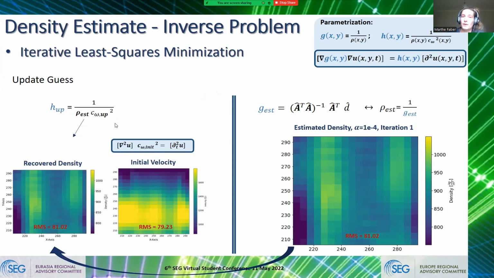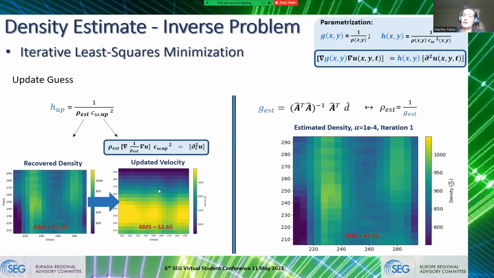And as input for this updated parameter, we choose the recovered density from our first inversion iteration. And then we update the velocity with the full acoustic wave equation. And it becomes already noticeable how the velocity estimate improves with the given density information.